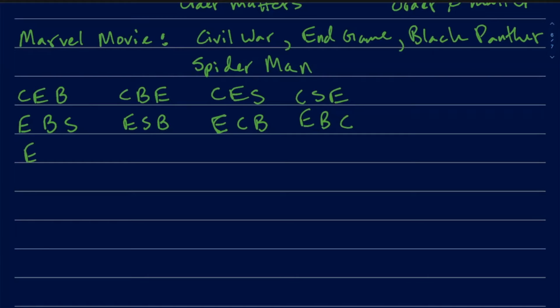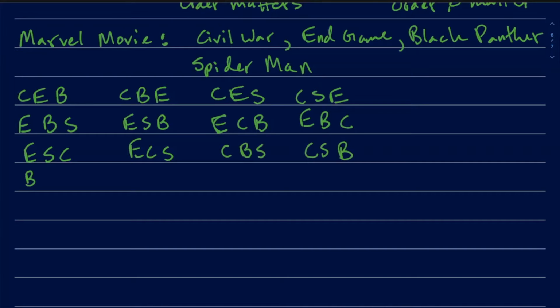So I could do Endgame, then Spider-Man, then Civil War. Or Endgame, then Civil War, then Spider-Man. Is that all of those? Yeah, I think so. I think we're missing a C. And then we can start with Black Panther first.